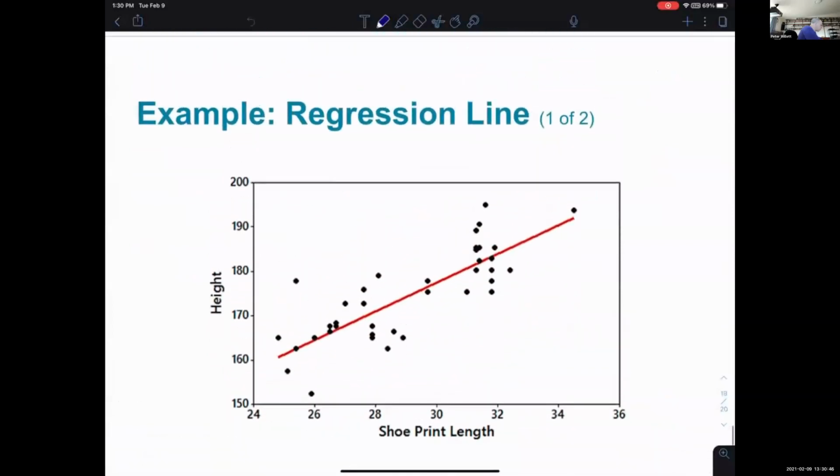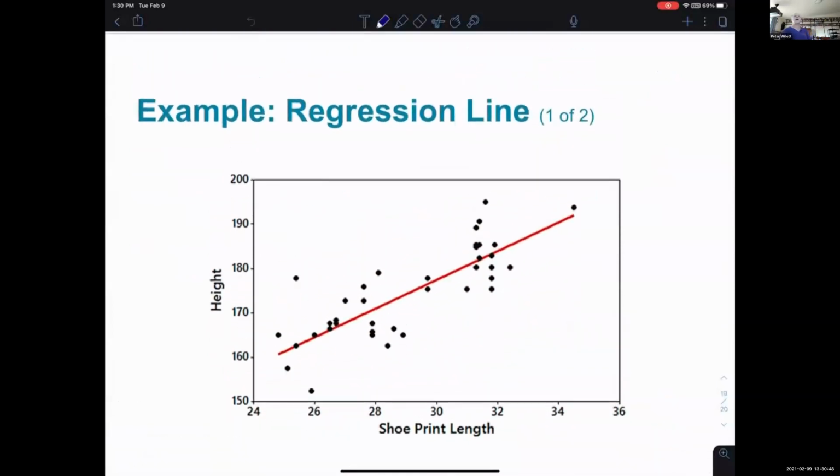So here's the example of the data set we were just looking at, and they've added to the scatter plot graph the line of best fit, the regression line. And the calculator did that. And so if you are going to imagine these data values and these two variables having a linear correlation, then this is the line that would best try to describe that.